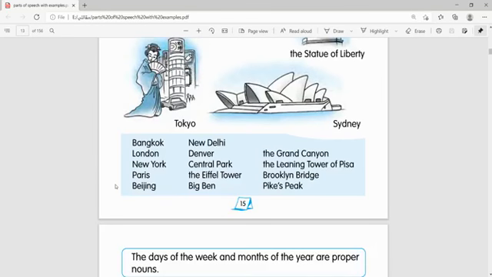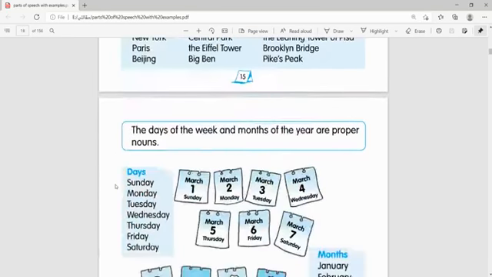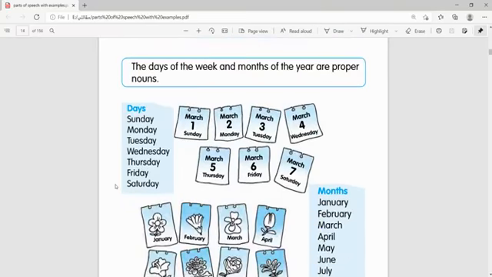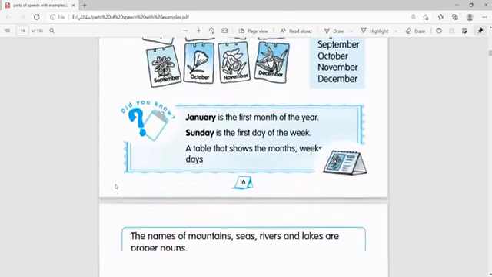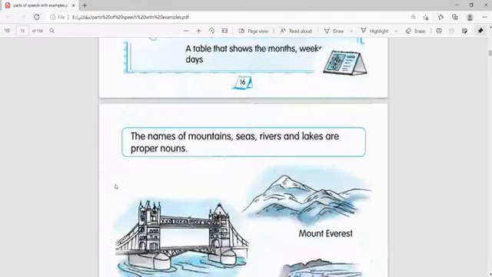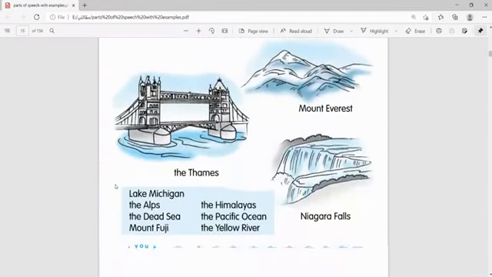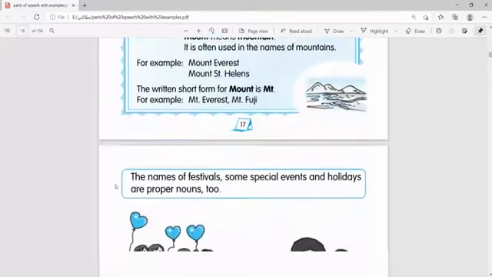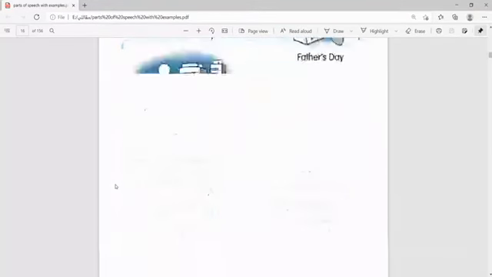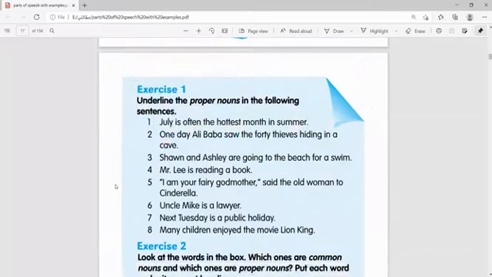Then you have proper nouns for things. Sunday, Monday, Tuesday, Wednesday, January, February, March, April, May, June, July, August. So these are all proper nouns. Similarly, proper nouns of places: Mount Everest, Thames, Niagara Falls, Himalaya, Yellow River, all these are geographical features. Now, here you need to understand one thing, that proper noun means specifically for that particular thing. Common means it's common for all. Clear? So that you need to understand.